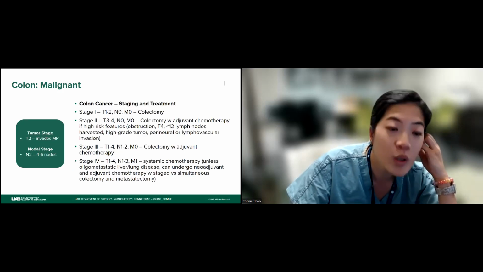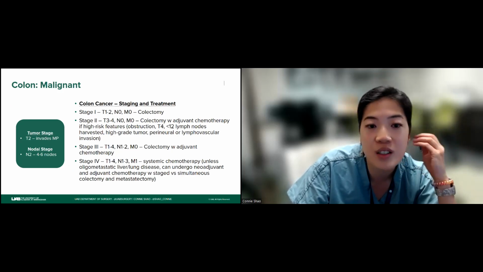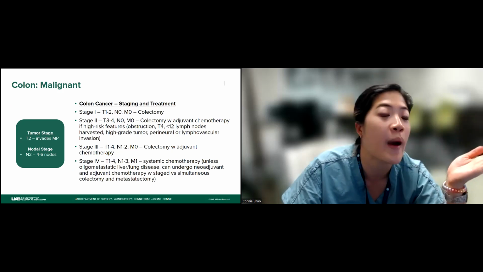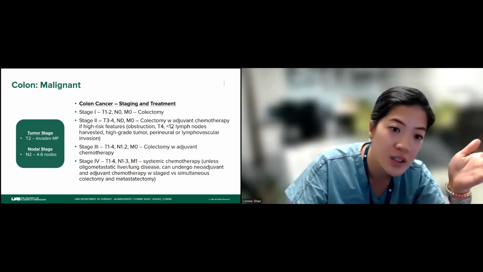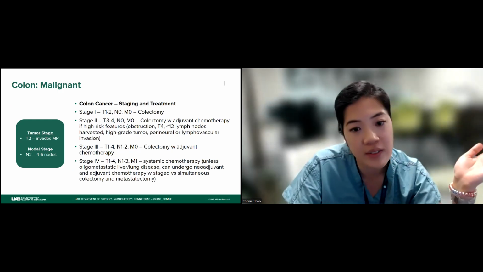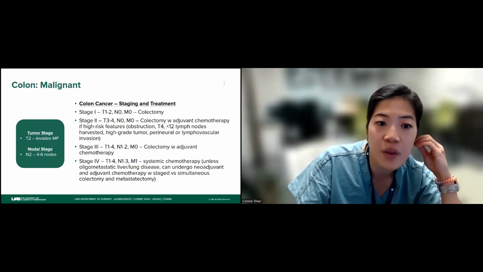And then for colon cancer, the way that I try to remember the different stages is that stage 1 is just T1 and 2. Stage 2 is T3 and 4. So basically, once it gets past the muscularis propria, you're in stage 2. Any nodal involvement, you're now in stage 3, and stage 4, obviously metastatic. But you start talking about adjuvant chemotherapy for stage 2 and 3.